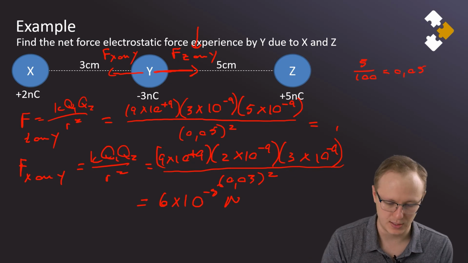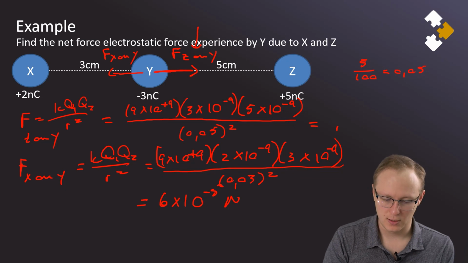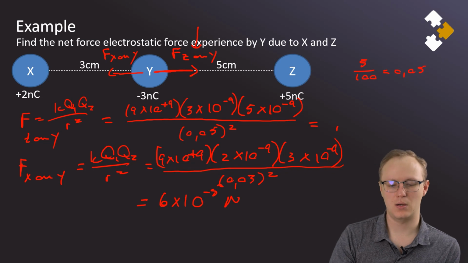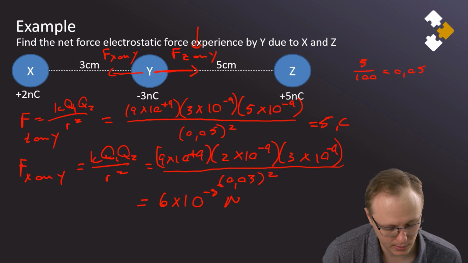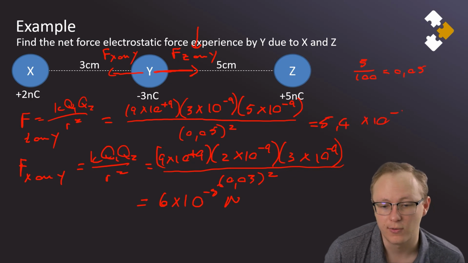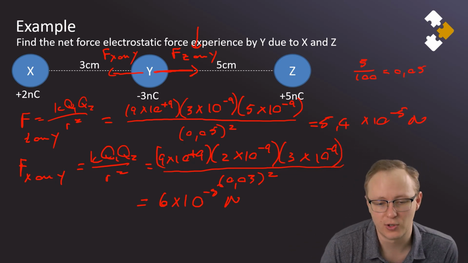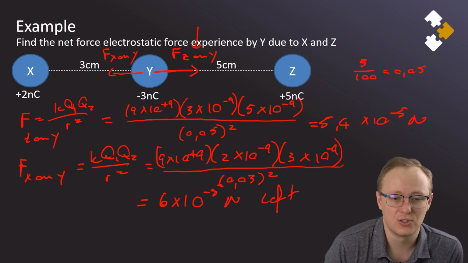So let's say we've got 9 times 10 to the 9 times the 3 times the 5 times 10 to the negative 9. And then we've got 0.05 squared, and then we can go and say times 10 to the negative 9, and oh yeah, I did put the right thing into my calculator. I just wrote down the wrong thing, so 5.4 times 10 to the negative 5 newtons. Okay, fantastic. Now this 6 times 10 to the negative 5 I know is a force of attraction towards the left. Right, so now all I've got to do is add these two vectors together, right?